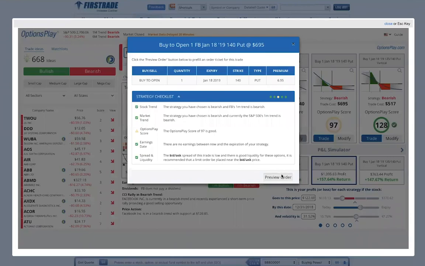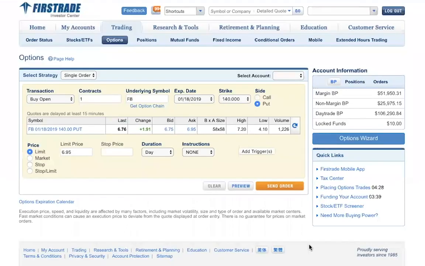If you're ready to place that trade, all you have to do is hit the preview order button, and we actually pre-fill your order ticket for you at Firstrade. This is designed to make a completely seamless integration for those of you who are exploring options using Options Play and then want to trade that through your Firstrade account. Let's jump back over to Options Play here.